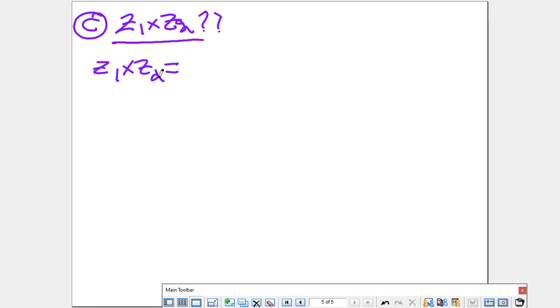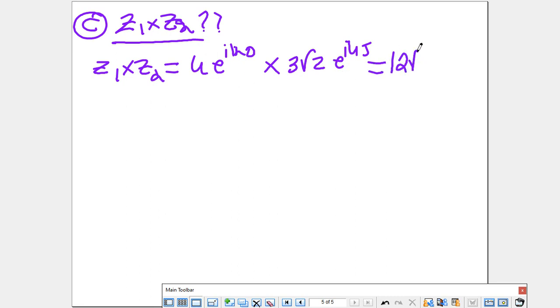z1 times z2 is equal to 4 e^(i120) times, and the second one was 3 radical 2 e^(i45). Then I will multiply the moduli, so it's 12 radical 2 e^(i...), and then we add the angles: 165 degrees. This is the polar form.